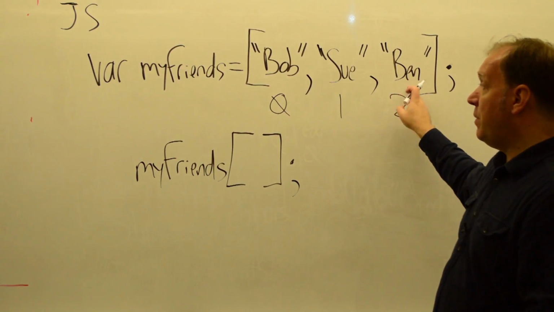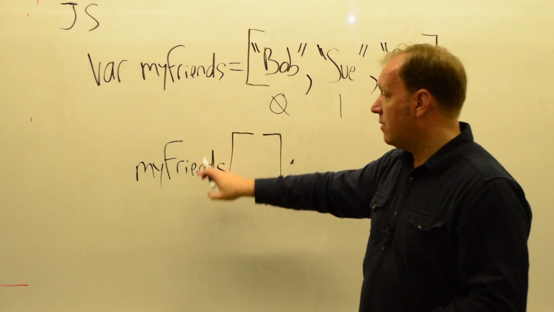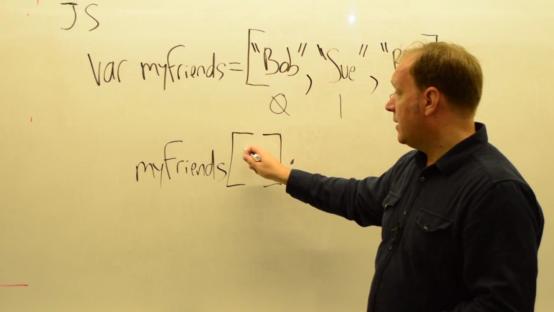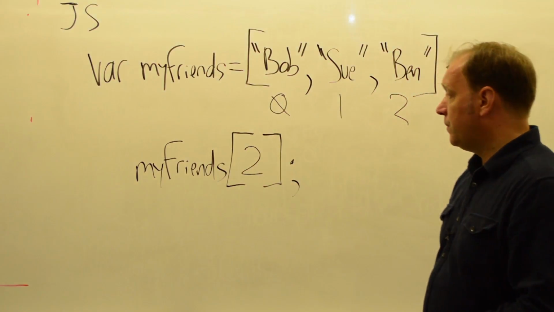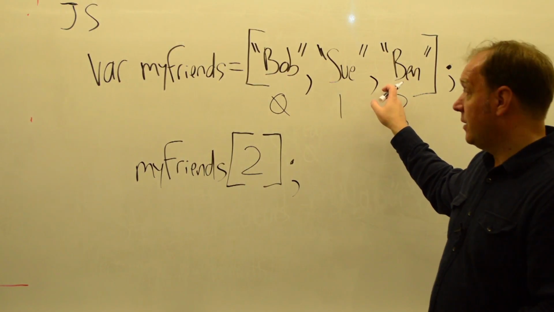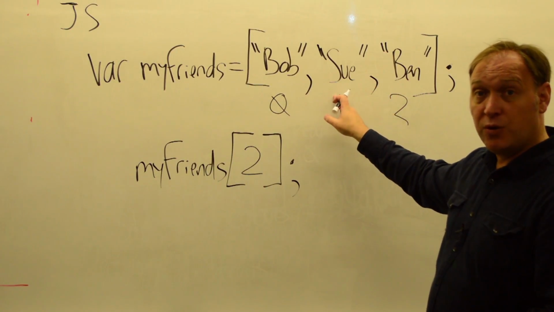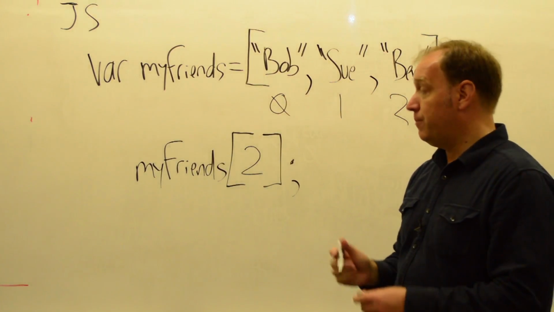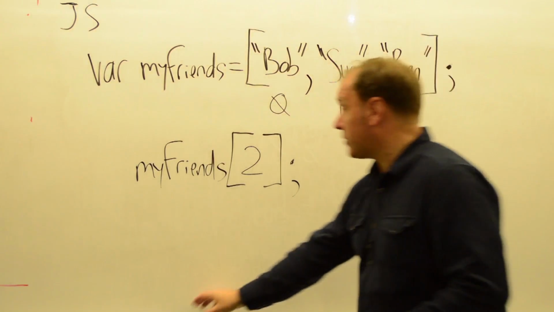So if we wanted to get Ben, we would say my friends, the index of 2. And that gives us Ben. My friends 1 gives us Sue. My friends 0 gives us Bob. So that's JavaScript.